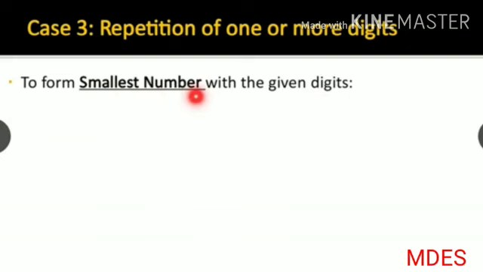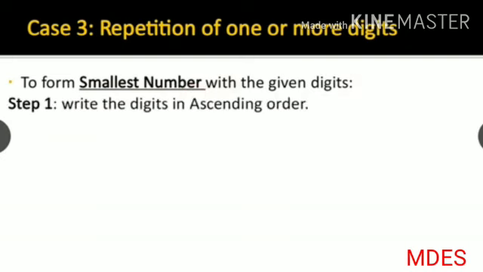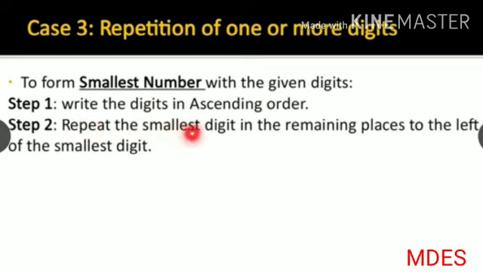Now similarly, we will form the smallest number with the given digits. Step 1 is write the digits in ascending order, which we have already done in case 1 and 2. Step 2 is repeat the smallest digit. Like we repeated the greatest digit to form the greatest number, here in the smallest number we repeat the smallest digit in the remaining places to the left of the smallest digit. Let's take an example.